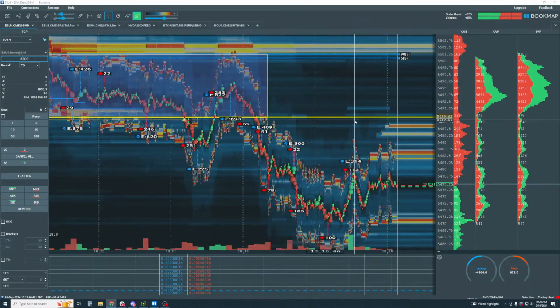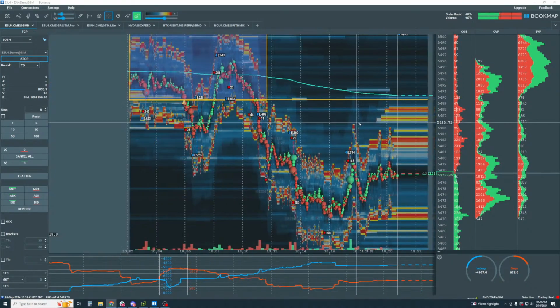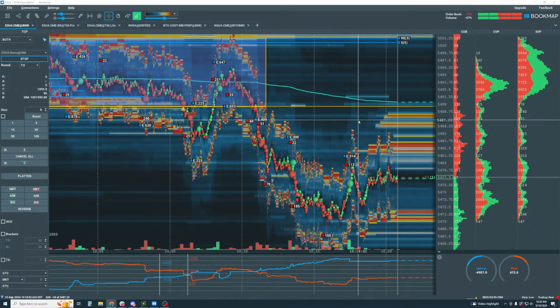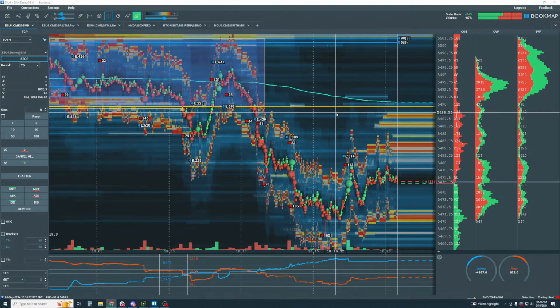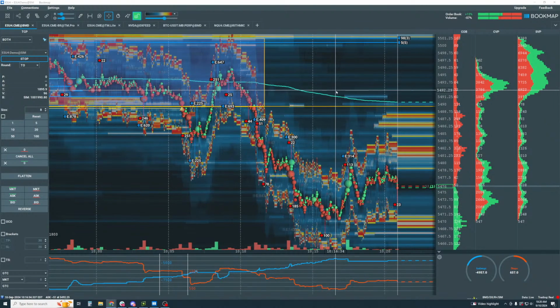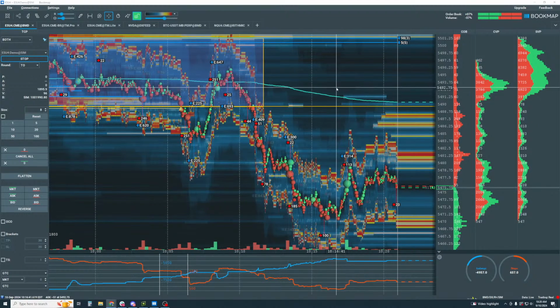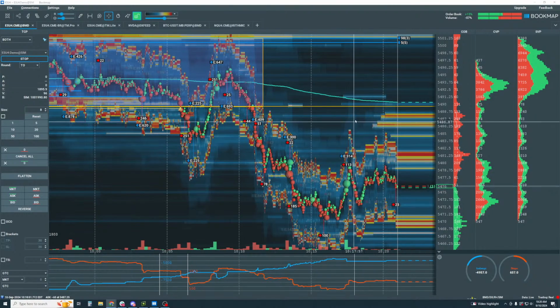It's also a great way to do kind of a simulated forward testing by using the Bookmap replay mode. I know a lot of you guys have been using that, which is awesome. It's a really great feature, very underutilized within Bookmap.